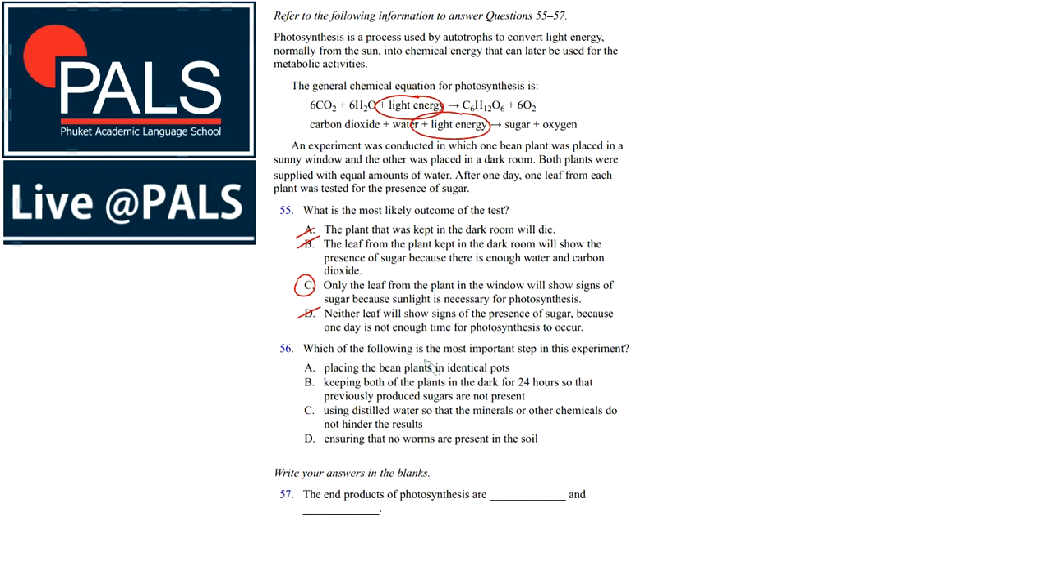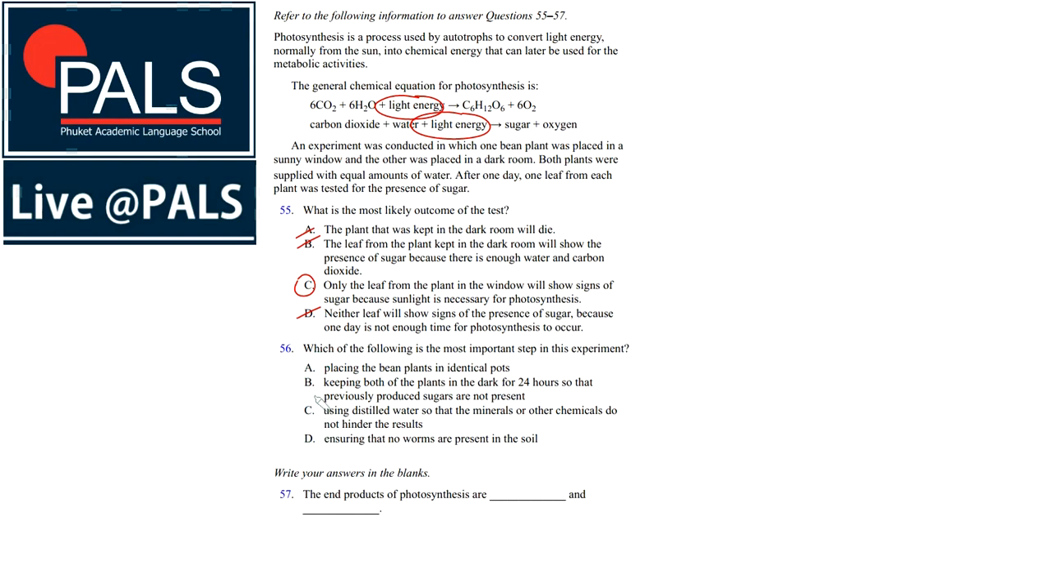Which of the following is the most important step in the experiment? Placing the bean plants in identical pots, keeping both of the plants in the dark for 24 hours so that previously produced sugars are not present, using distilled water so that the minerals or other chemicals do not hinder the results, ensuring that no worms are present in the soil. So A, C, and D.